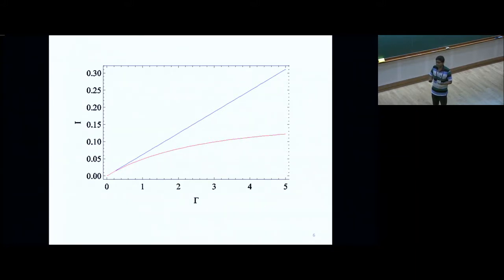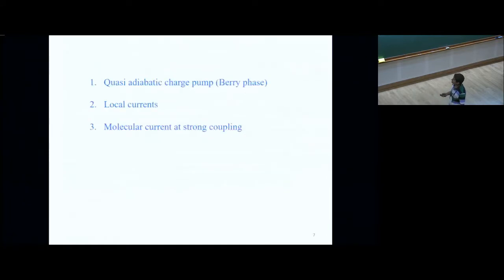So that is inconsistent because there is a current in the system, so it should be flowing between the dots. So I will give you some examples, these three examples basically. One is the quasi-adiabatic charge pump, which is nothing but an effect of the Berry phase in the system. And then I will talk about something called local currents, which is nothing but the bond current. And then I'll talk about what happens when a molecule is strongly coupled.